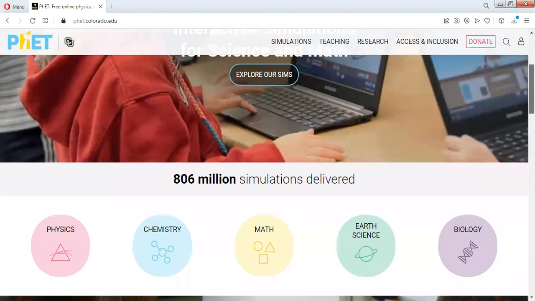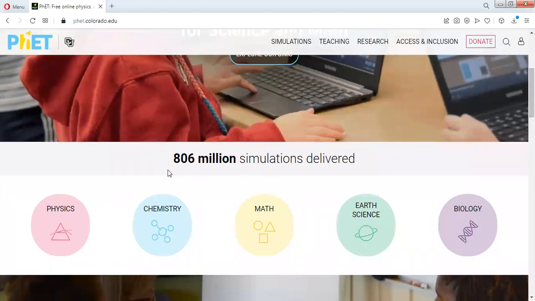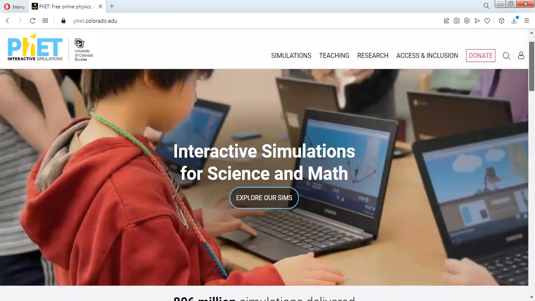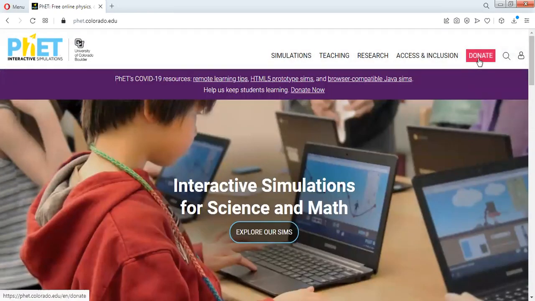So there are many simulations. Already they say that they have delivered 806 million simulations, and all these simulations are free. Therefore, don't hesitate to make a donation to these guys. It's really helpful what they are doing. They help us to understand the scientific concepts. So if you are capable, make sure to make a donation.